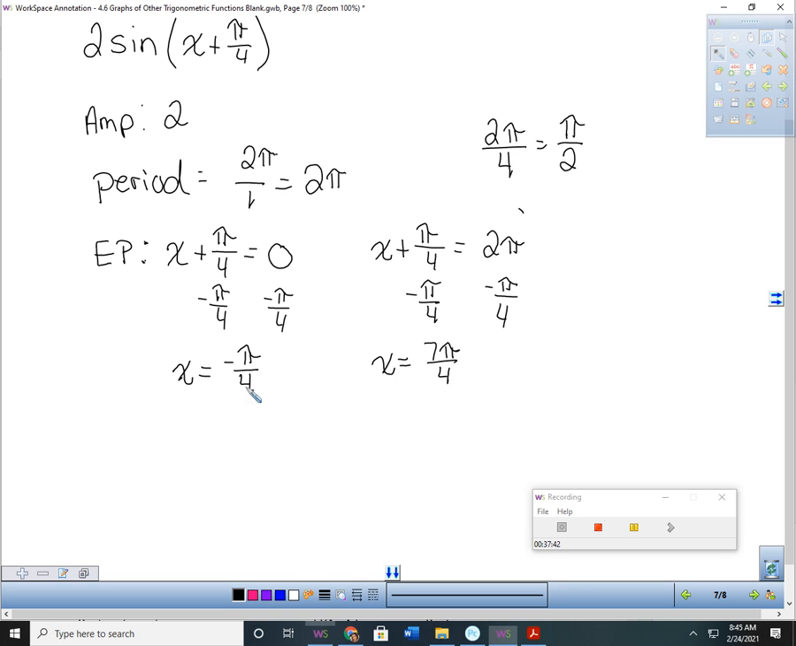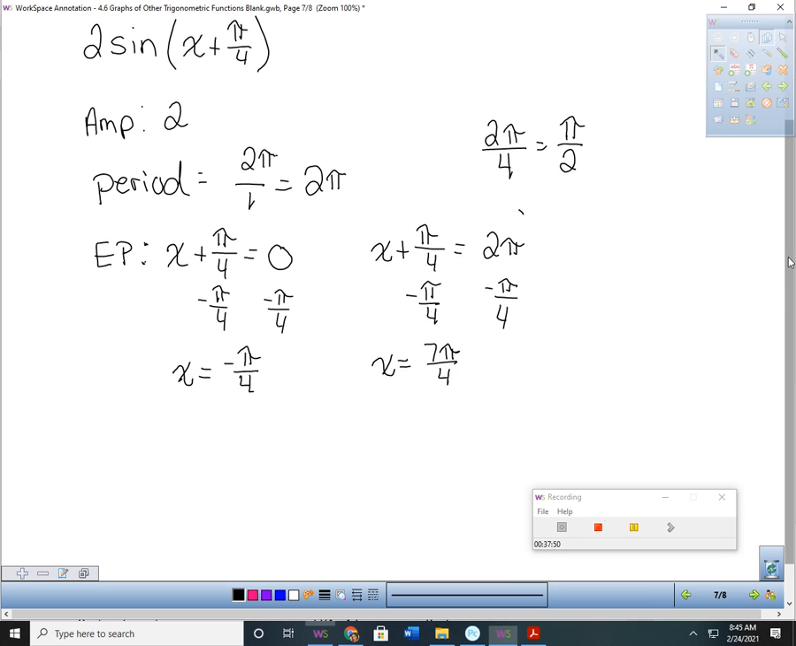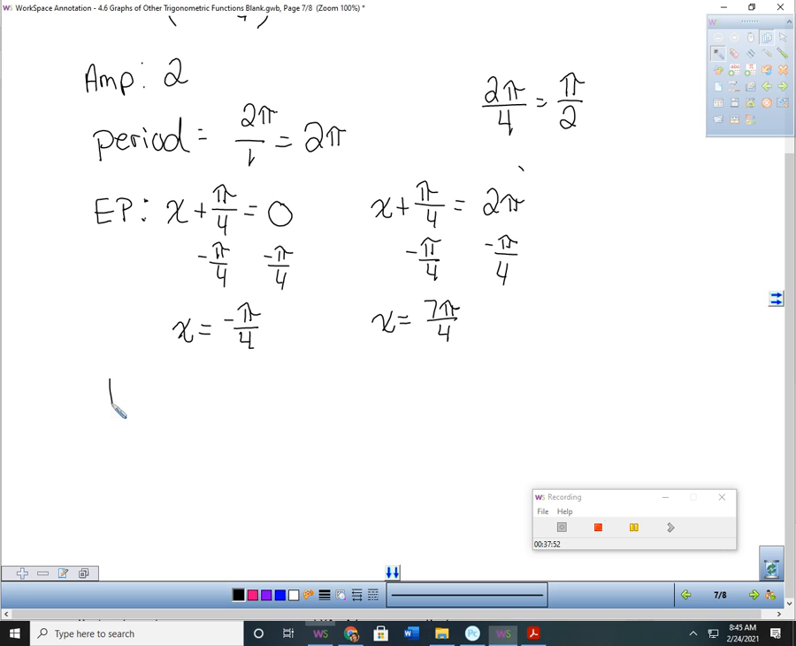So this is where my first point will start on the x-axis. This is where my ending point will be. And remember that I should have 5 key points. And this should be the first one. This one should end at the last one. So I've got negative pi over 4. And then we'll figure out the ones in between. 3, 4, 5. So remember, this last one should end at 7 pi over 4. If it doesn't, then you've got some kind of issue in here somewhere.